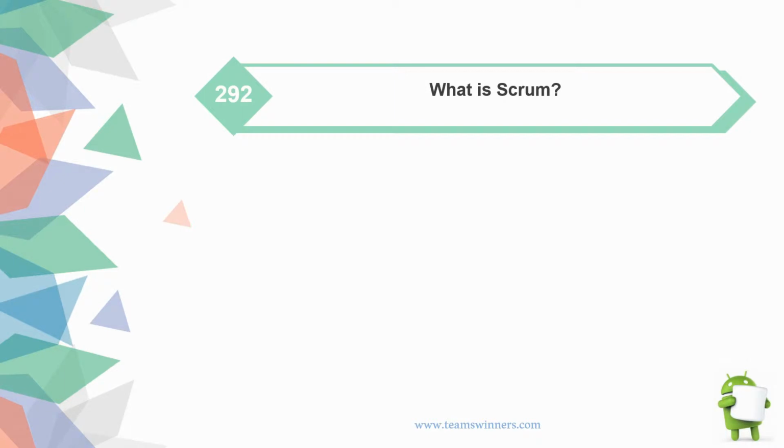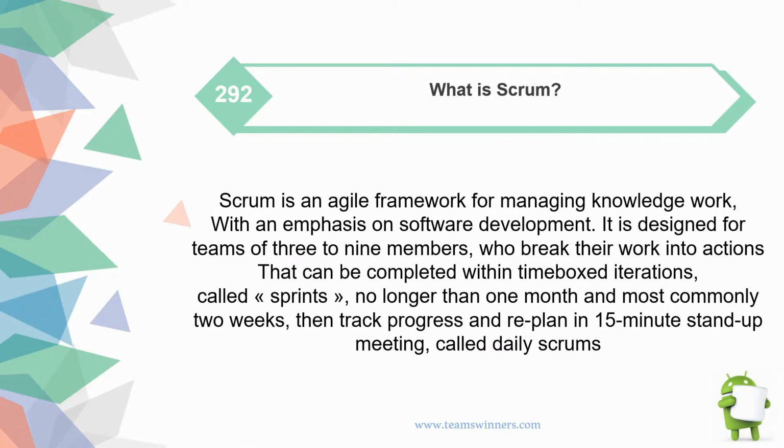What is Scrum? Scrum is an agile framework for managing knowledge work. With an emphasis on software development, it is designed for teams of 3 to 9 members who break their work into actions that can be completed within time-boxed iterations, called sprints, no longer than 1 month and most commonly 2 weeks. Then they track progress and replan in 15-minute stand-up meetings called the daily scrum or daily meeting.